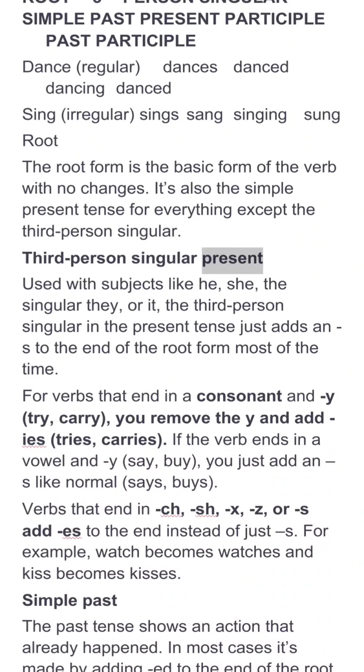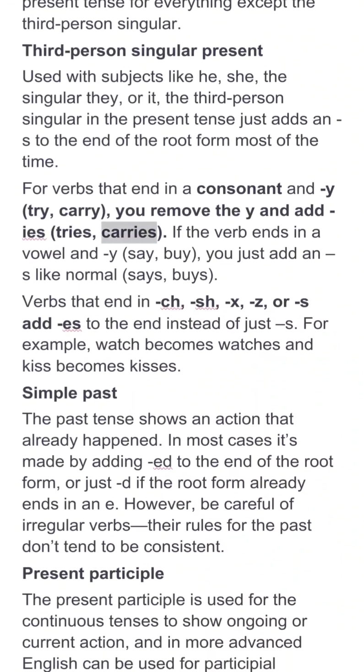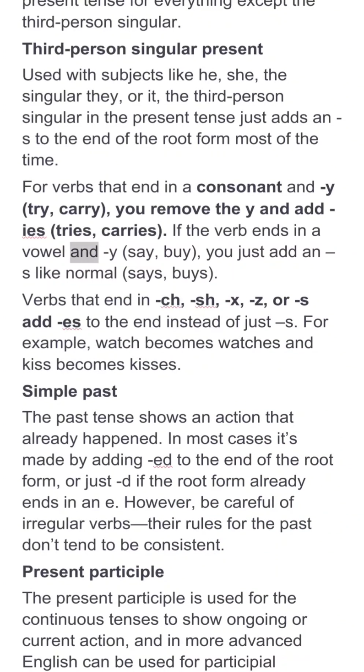Third person singular present. Used with subjects like he, she, the singular they, or it. The third person singular in the present tense just adds an s to the end of the root form most of the time. For verbs that end in a consonant and y, try, carry, you remove the y and add es: tries, carries. If the verb ends in a vowel and y, say, buy, you just add an s like normal: says, buys. Verbs that end in ch, sh, x, z, or s add es to the end instead of just s, for example, watch becomes watches, and kiss becomes kisses.